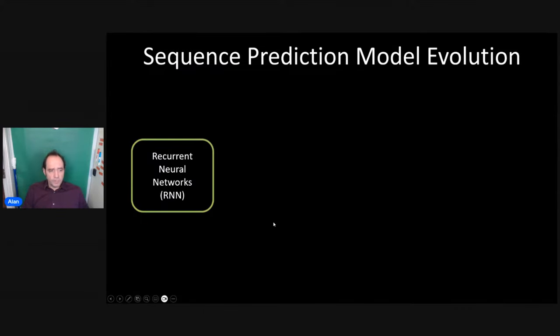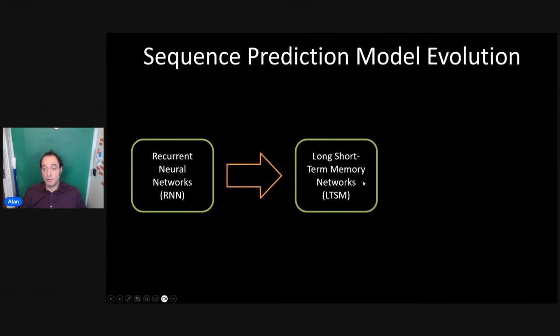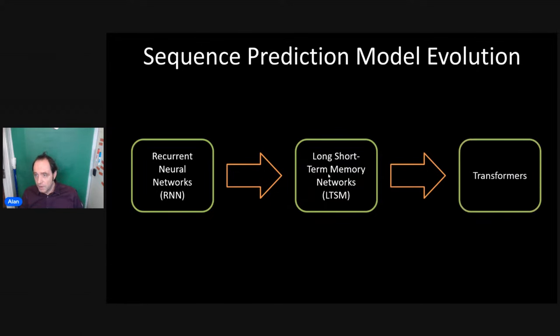So doing sequence prediction using models, we started out using recurrent neural networks for this. We'll talk about those a bit later on. We then moved on to LSTM, or long short-term memory models. And then we moved on to transformers.